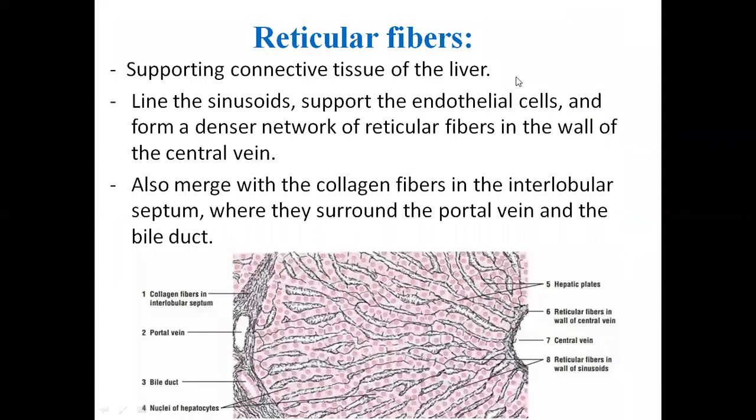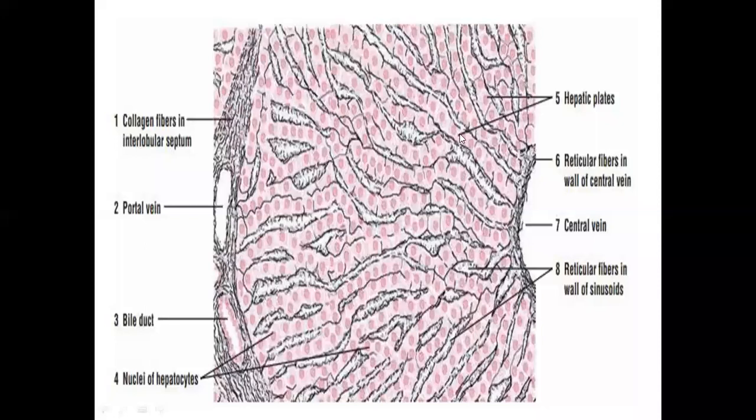After trabeculae and the capsule, there are reticular fibers. These are the supporting fibers or supporting connective tissue of the liver. In this diagram, this is the supporting tissue which lines the hepatic plates or hepatocytes. They run radially outward from the central vein. In between these hepatic cords are hepatic plates. You can see here the hepatic sinusoids.